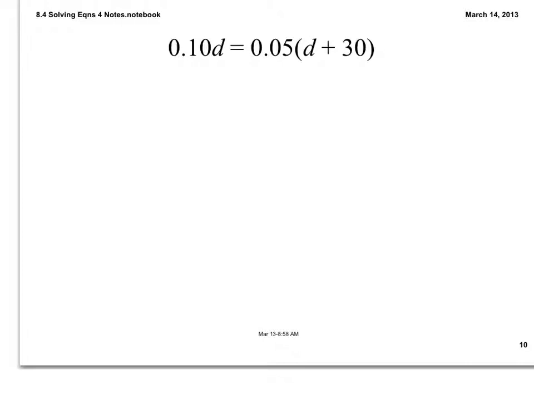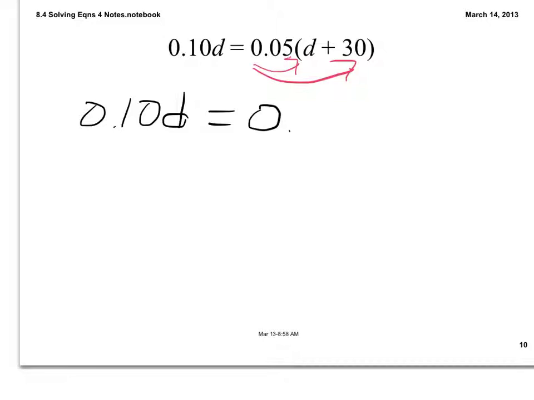Again, you will start by using distributive property to multiply the 0.05 times d and then times 30. So the left-hand side of the equal sign stays as it is for now, equals 0.05 times d becomes just that, and then 0.05 times 30 will be 1.5. Now hopefully this looks similar to what we've been doing already.